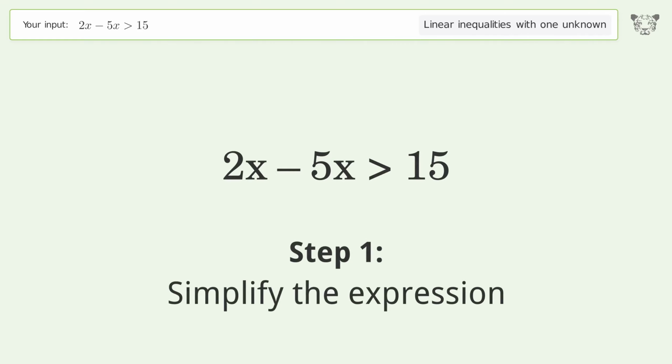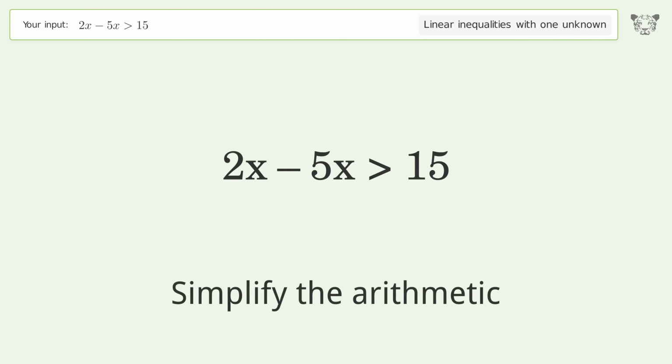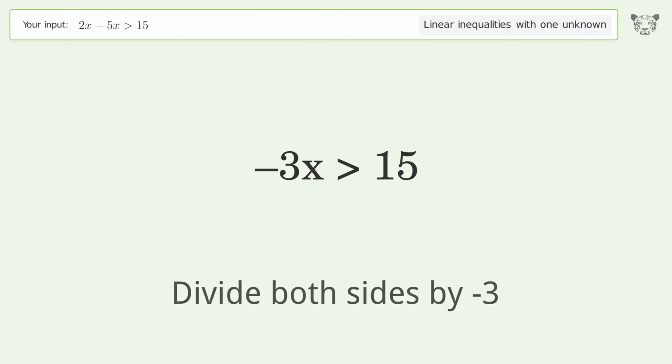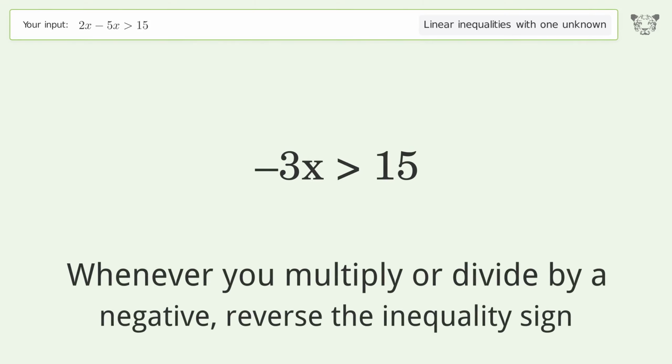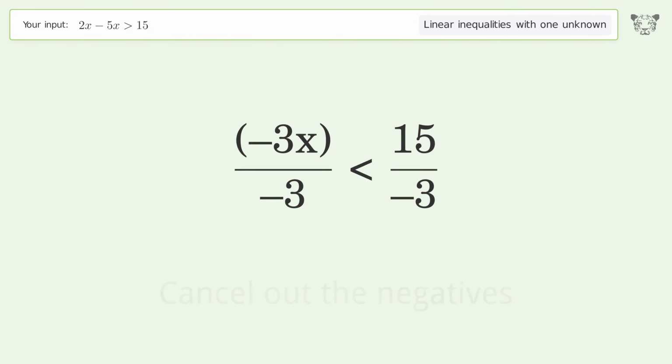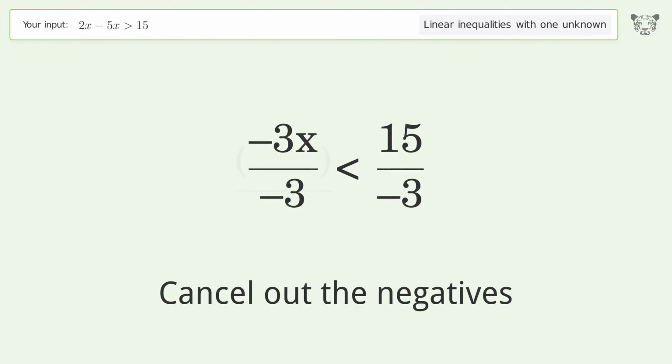Simplify the expression. Simplify the arithmetic. Isolate the x. Divide both sides by -3. Whenever you multiply or divide by a negative, reverse the inequality sign. Cancel out the negatives.